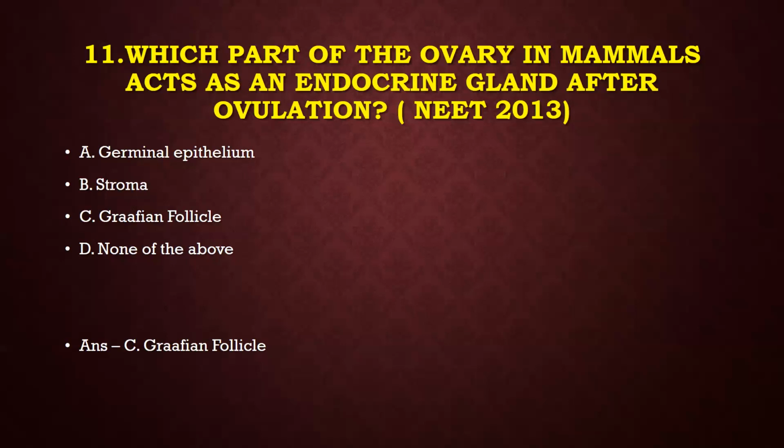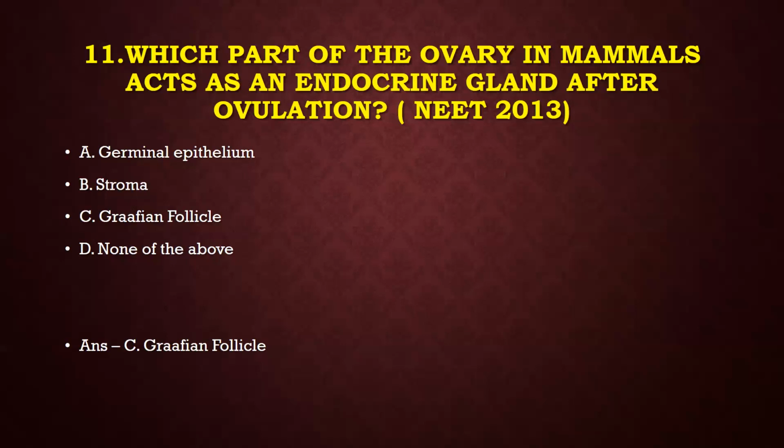Understand the questions first. First, we will know what the question is and later go on to the options. 11th question: which part of the ovary, present in the female reproductive system in mammals, acts as an endocrine gland after ovulation? Option 1 is germinal epithelium, option 2 stroma, option 3 Graafian follicle, and option D none of the above. So, which among these acts as an endocrine gland after ovulation?